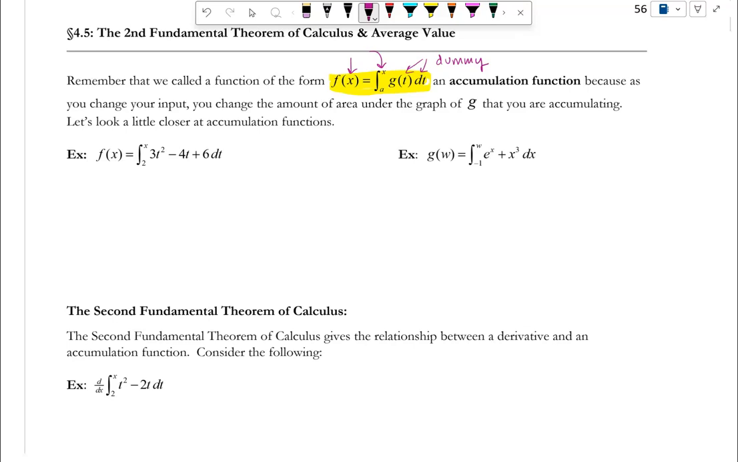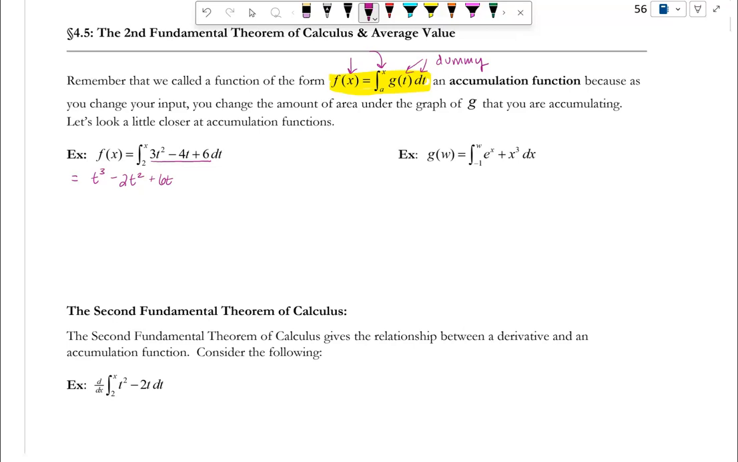So when I looked at this first example, f of x, this accumulation function, it is a definite integral. I know that because it has limits. So I'm going to apply the first fundamental theorem of calculus to find f. So we're going to find the antiderivative of 3t squared minus 4t plus 6. So using our rules, the antiderivative of 3t squared is just t cubed, or 3t cubed divided by 3. The antiderivative of negative 4t, I'm going to get negative 2t squared, and then plus 6t.